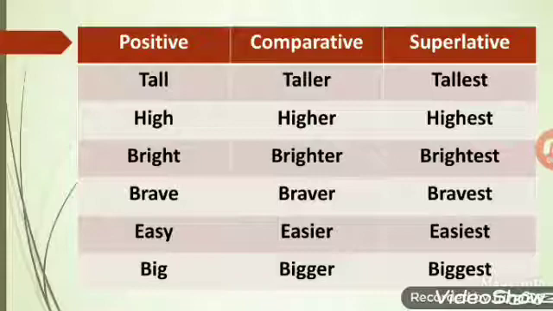Third word is bright. Comparative is brighter and superlative is brightest. Fourth word is brave, braver, bravest. Next is easy. Comparative is easier and superlative is easiest. Last word, big, bigger, biggest.